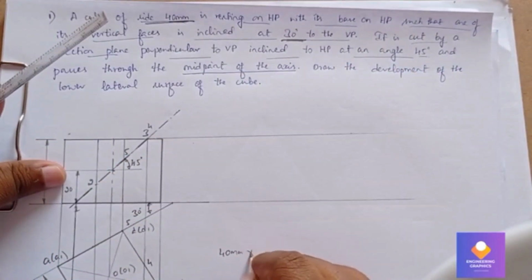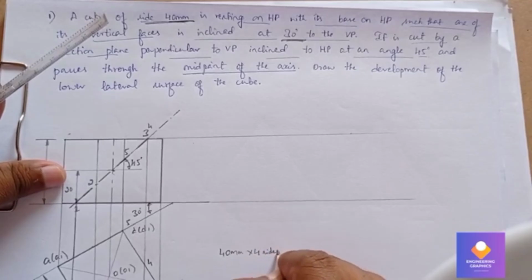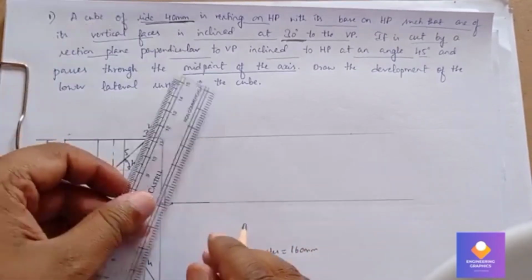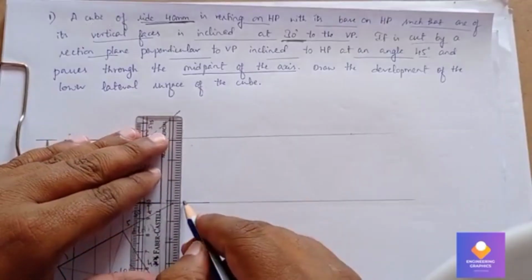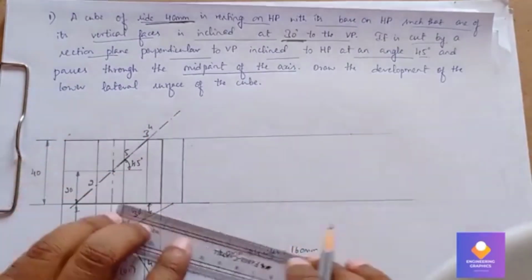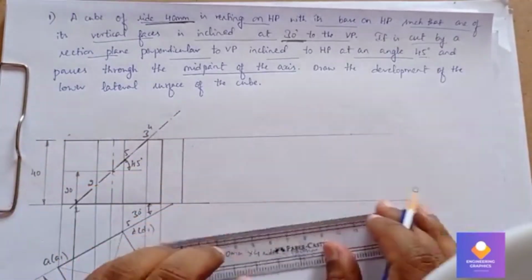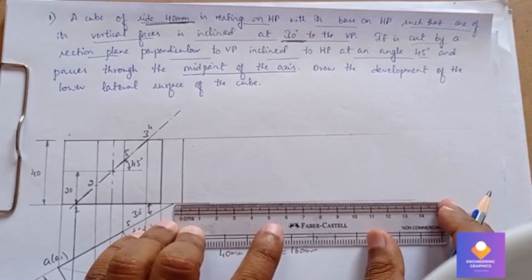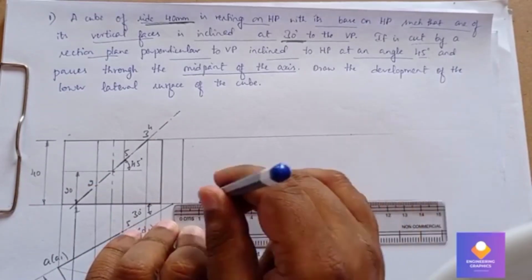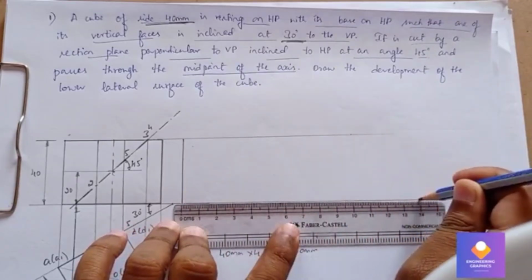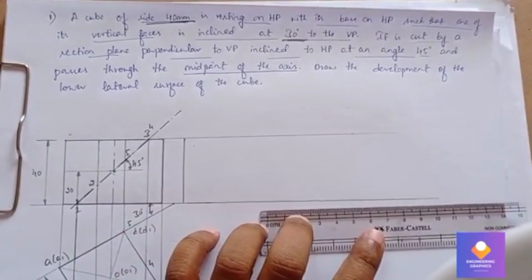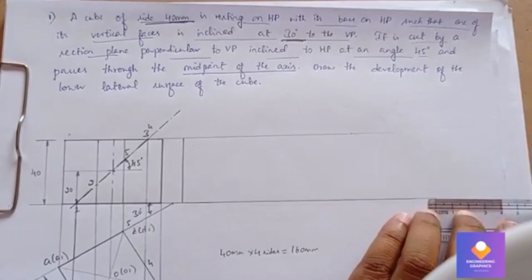So 40 mm into 4 sides means it is 160 mm total length we have to consider. First I will take a reference edge. From here exactly 160 mm we need to extend. The scale we have is for 150 mm, so I will be extending by another 10 mm. So another 10 mm will be extended.